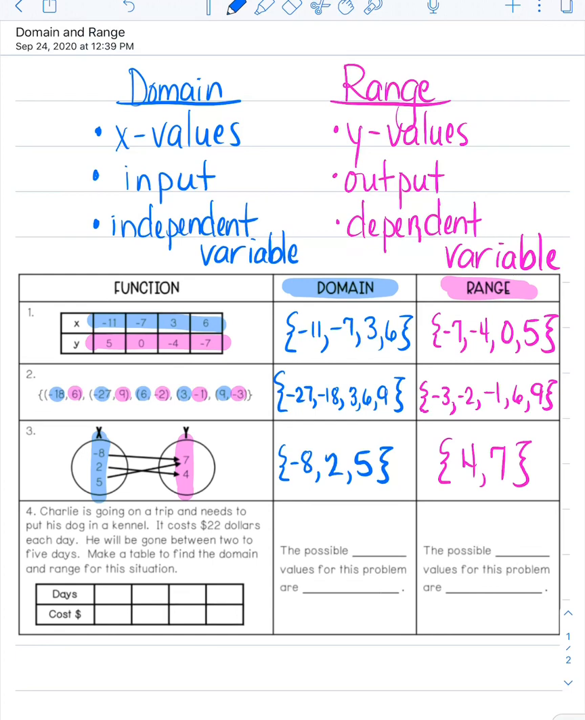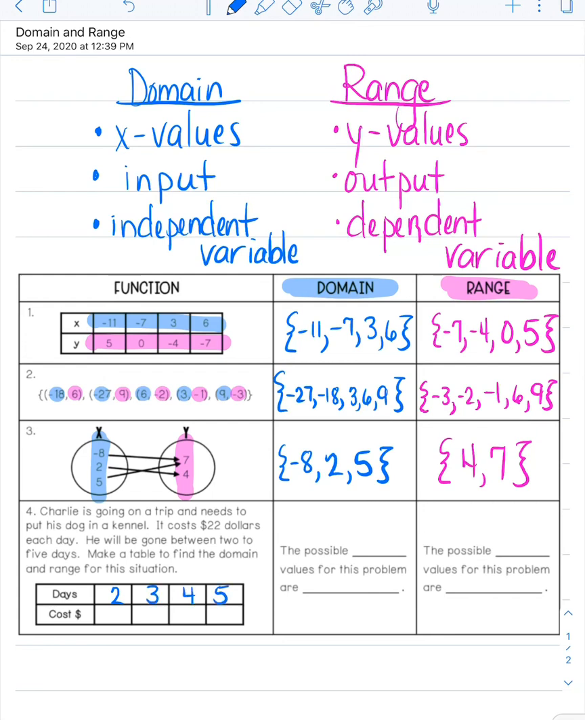Charlie is going on a trip and needs to put his dog in a kennel. It costs $22 each day. He will be gone between 2 and 5 days. Make a table to find the domain and the range. Well, he's going to be gone between 2 to 5 days. That's going to be my input or my domain. So 2, 3, 4, 5.